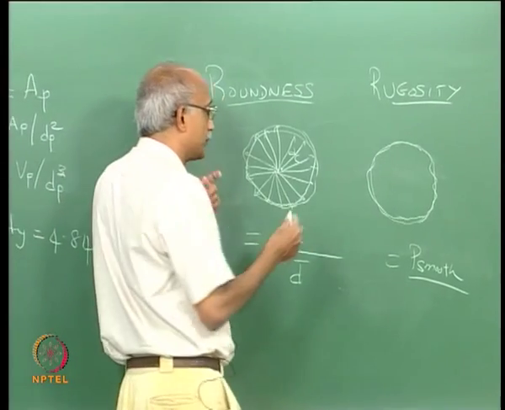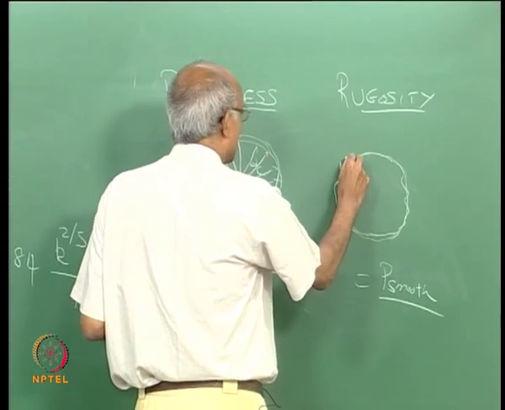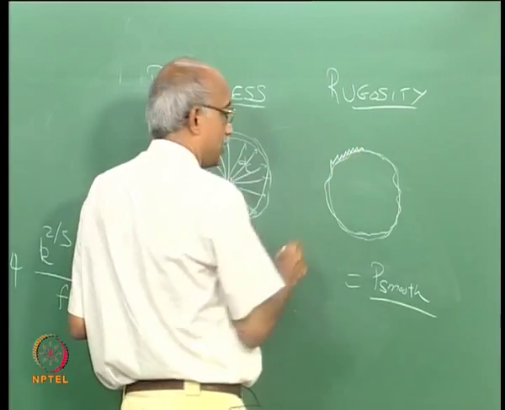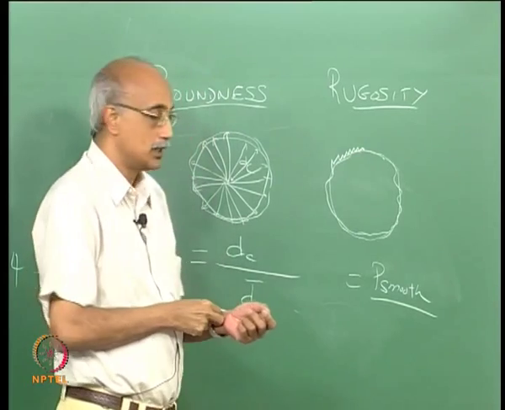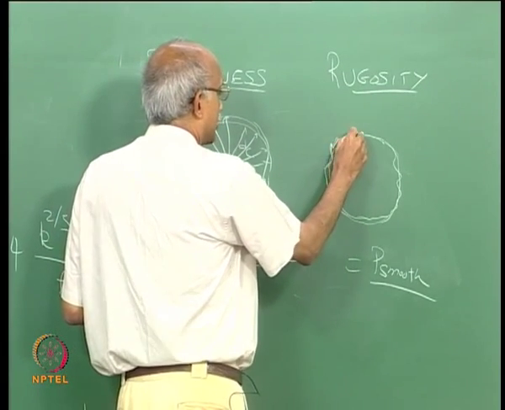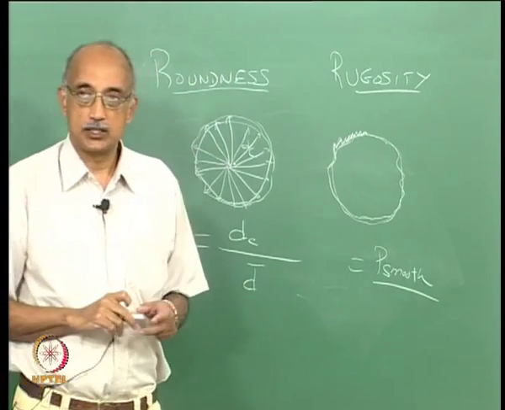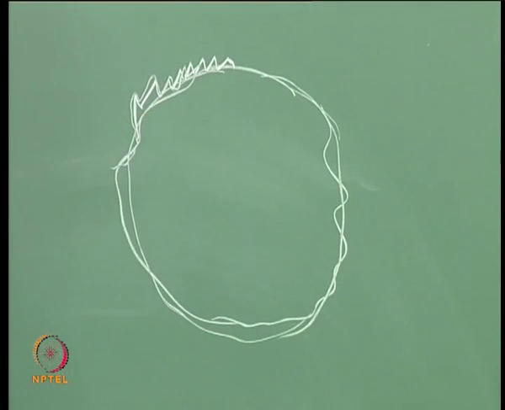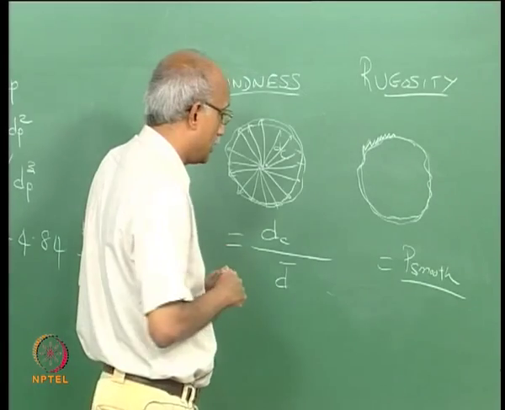Now, when we say prevailing perimeter, you actually have to look at all the roughness elements that are present on the surface, and you have to take the total length. So, you have to move along the roughness profile and measure the actual perimeter of the object using that technique.